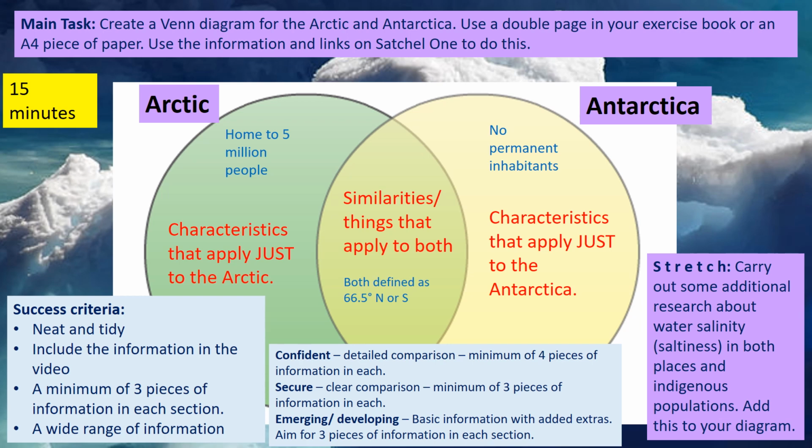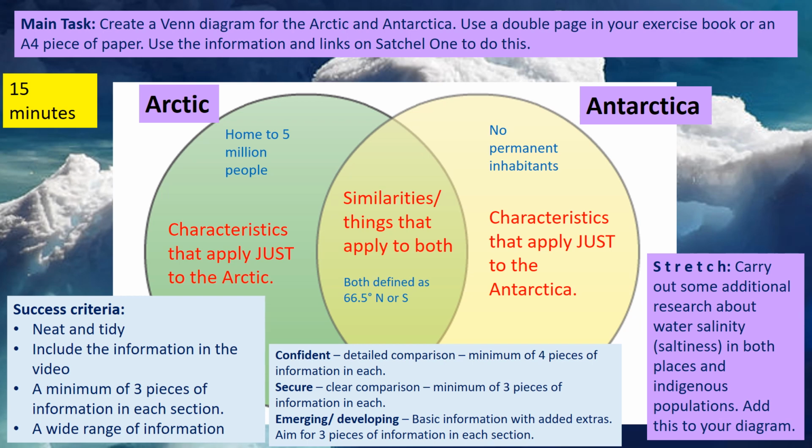So your main task for this lesson is to create a Venn diagram for the Arctic and Antarctica. You'll need to use either a double page in your exercise book, so the equivalent of an A4 piece of paper, or roughly equivalent, slightly bigger, or just an A4 piece of paper. Make a copy of the circles and the Venn diagram here. Don't add the information in red, you can add the information in blue.